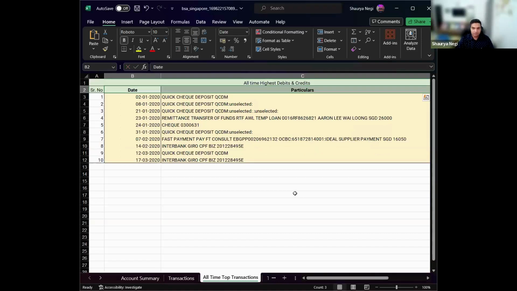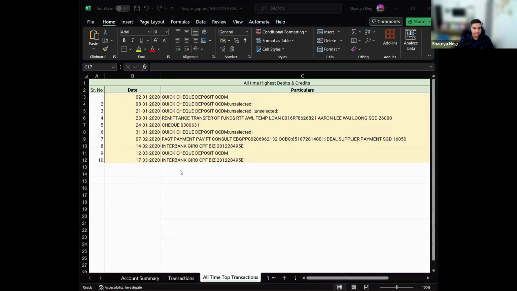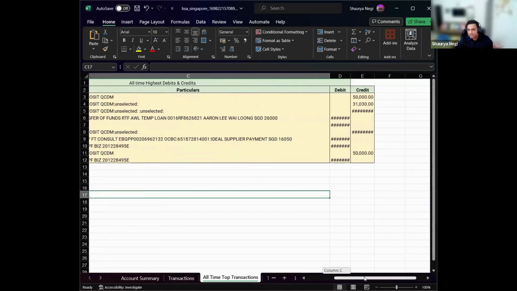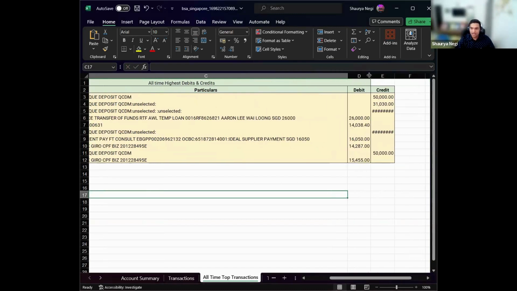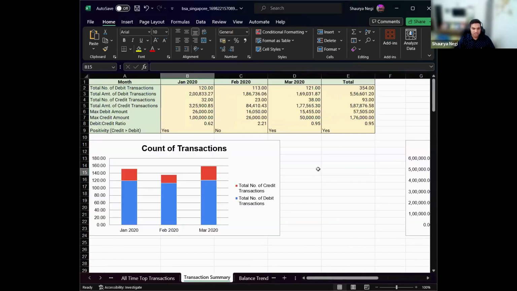The next sheet we're talking about is the all-time top 10, all-time highest debits and credits. This sheet basically showcases the biggest transactions you have made or received, giving you insights into your spending habits or the bank statement holder's spending habits. So these are all the highest debits and credits in this particular bank statement, as you can see. So this basically gives a very quick overview for a person to understand where they have made the highest debits or credits.